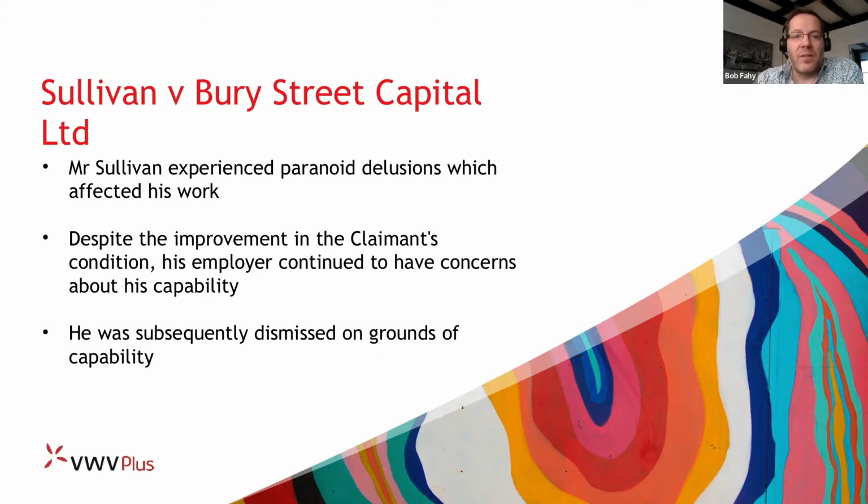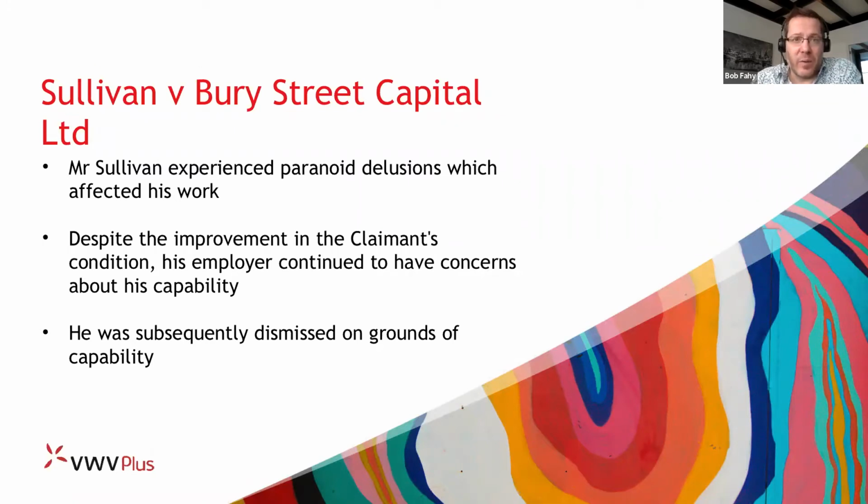But Mr. Sulivan's condition improved. And so by September of 2013, he had reached a position where, while he still had the delusion and believed the gang was following him, he could manage his condition without letting it affect his work. However, despite the improvement in his condition, his employer continued to have concerns about his timekeeping and his attitude. And these concerns were raised regularly with him at reviews, going from July 2014 right through to September of 2017. And by that time, having not seen the improvement that they required, he was dismissed on the grounds of capability. And he brought a claim alleging his dismissal was discriminatory on the grounds of a disability.